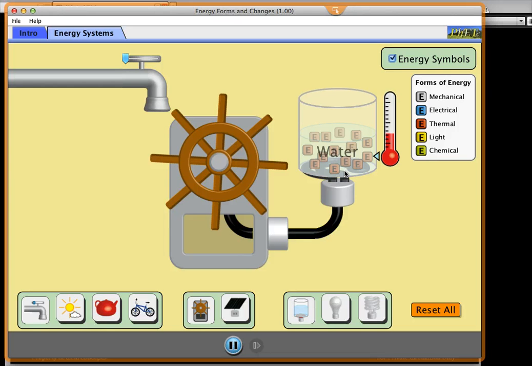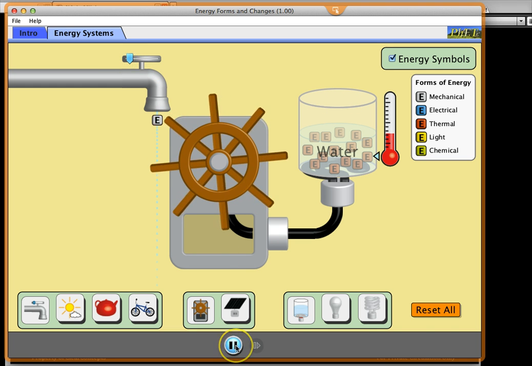Okay, so now we're going to start off this experiment. What I'm going to do is release this tap, very slowly, and I'm going to count 15 energy units from the falling water. I'm going to count how many of them do not get captured by the paddle wheel, and I'm going to count how many escape from the steam over here. Okay, here we go. Start it very slowly.